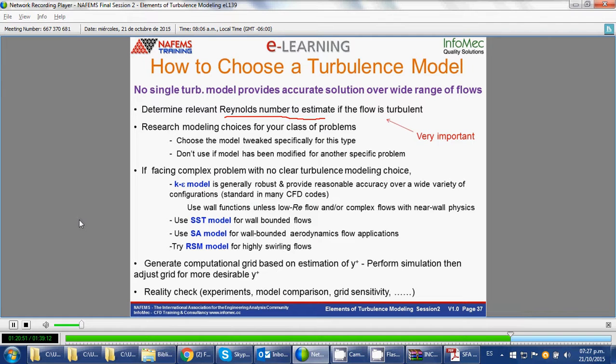The other thing is you want to look to see what people have used for your class of problem. If there is a model that has been modified for your type of problem, then maybe you could use it. If it's not been modified for yours, it's been modified for some other kind of thing, stay away from it. You're better off using the standard model.